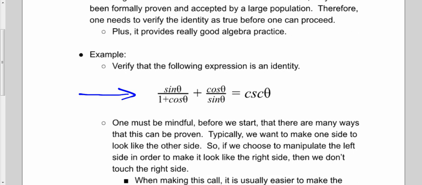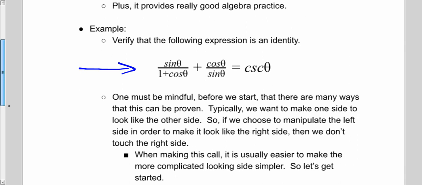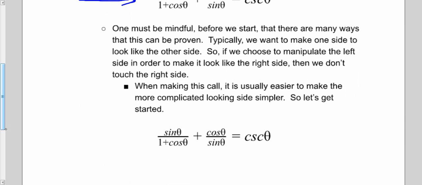You think it'd be easier to make the cosecant more complicated? The other way around? See, it's usually easier to simplify, isn't it? So let's do that. And so, that's the note I make here. When making this call, it's usually easier to make the more complicated side look simpler.